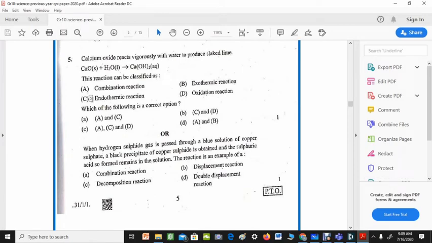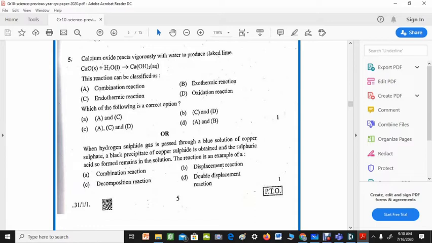This is the 2020 question paper. Now I'm going to discuss question number 5. The question is, calcium oxide reacts vigorously with water to produce slaked lime. The formula is already given. Calcium oxide, CaO, it's a solid substance. It reacts with water. So what is in the liquid form? So it's given L.